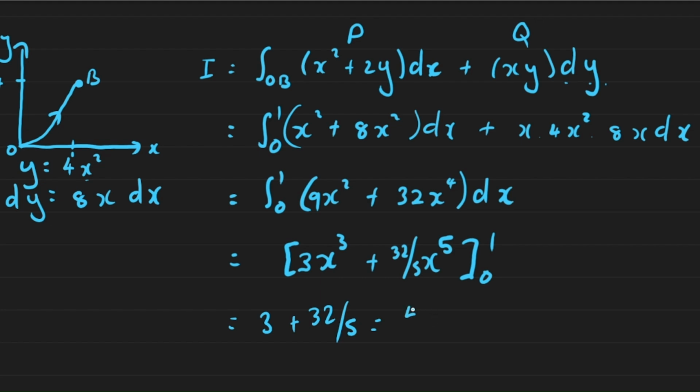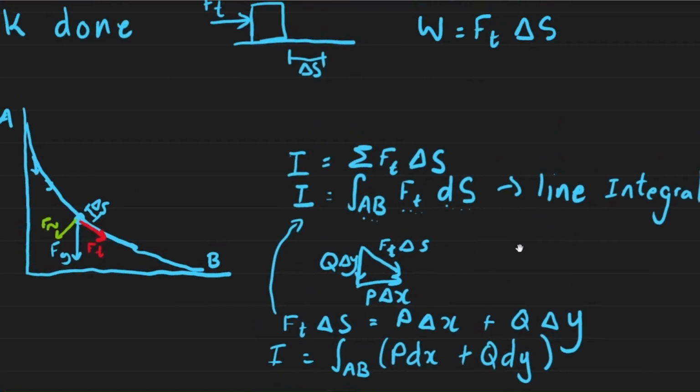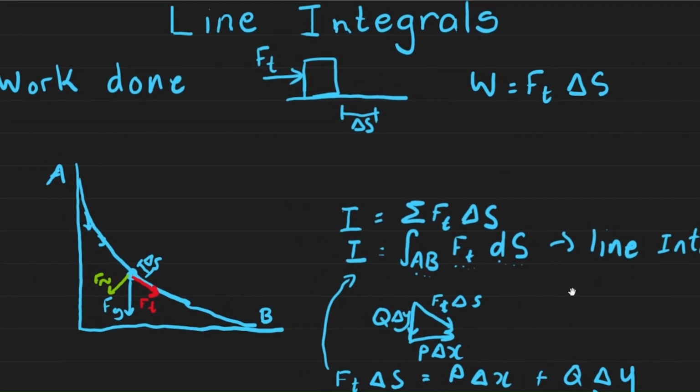And this is just 47 over 5. So this is how we determine a line integral. It's just some function that we are integrating along a curve between 2 points. And the easiest way to think about a line integral, an example of that would be the work done.